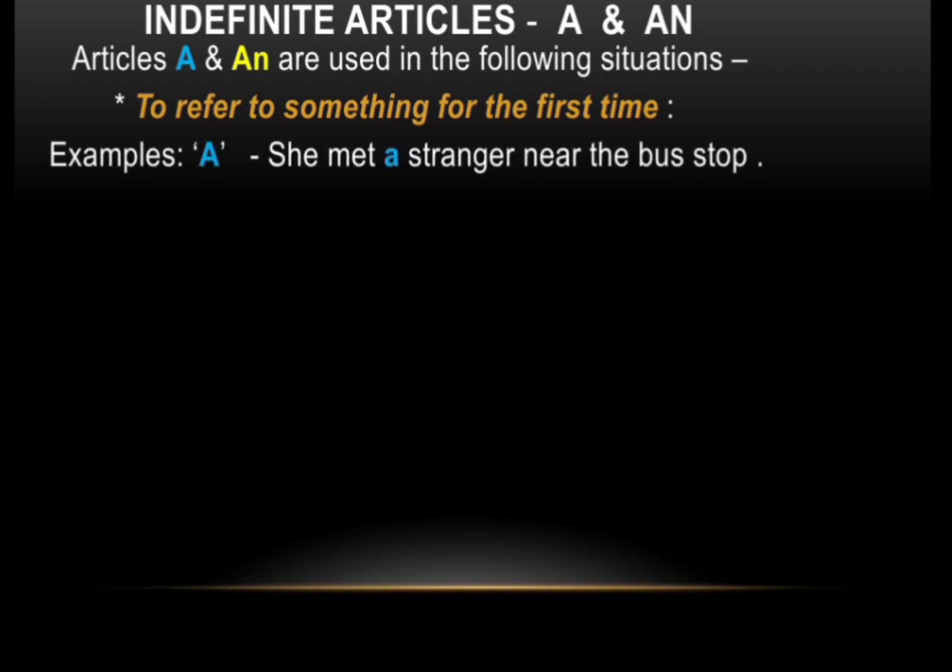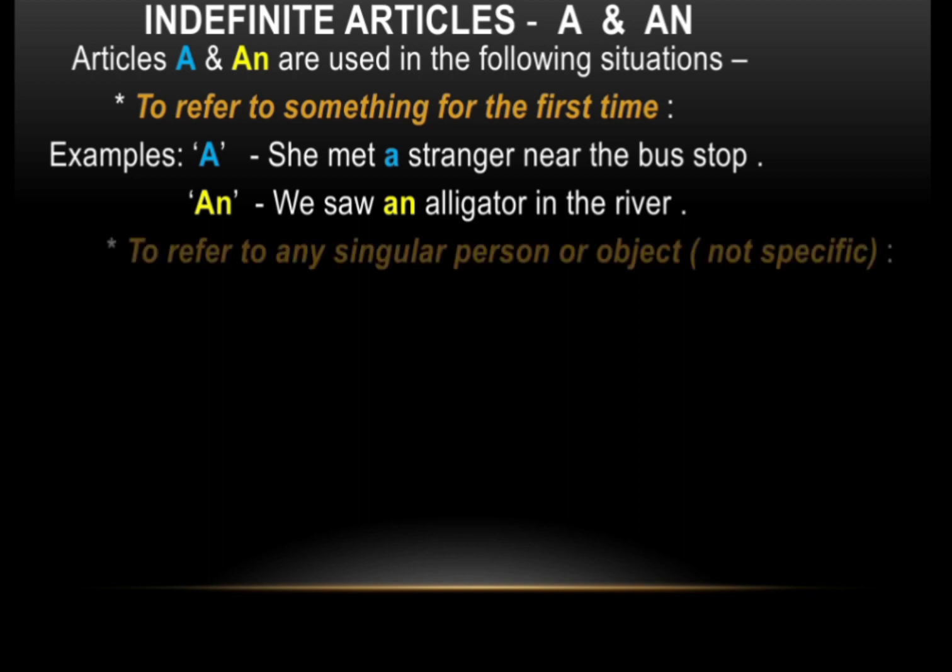Example for a: she met a stranger near the bus stop. So the stranger is an unknown person and she is referring to that person for the first time, and so a is used. The next one is an. We saw an alligator in the river. That is the alligator which they saw for the first time, and it begins with a vowel letter, and so an is used.